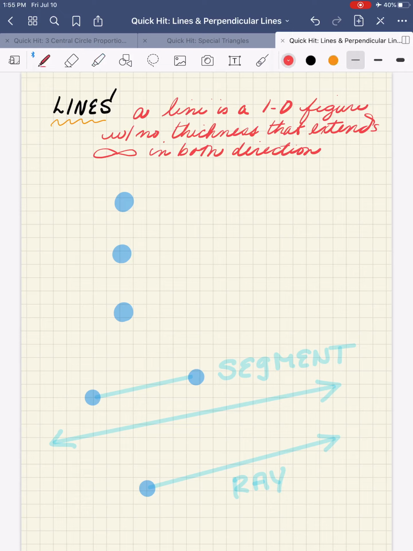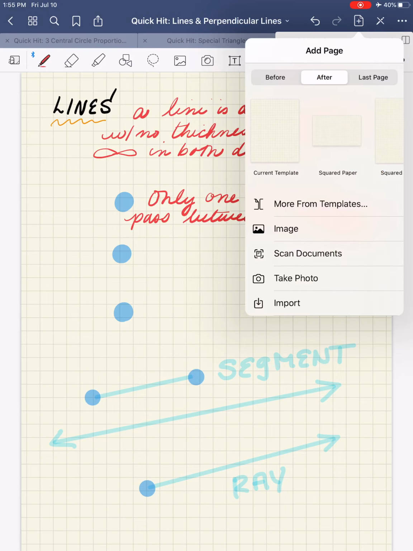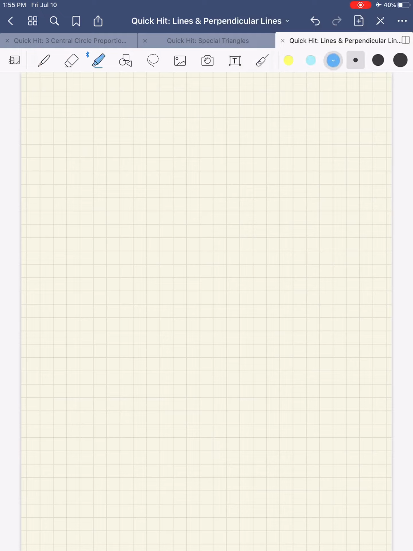The first is only one line can pass between any two distinct points. This we can kind of illustrate pretty self-evidently by throwing a couple points here and then just imagining how many lines. Well, there's just one line that is going to pass through those.